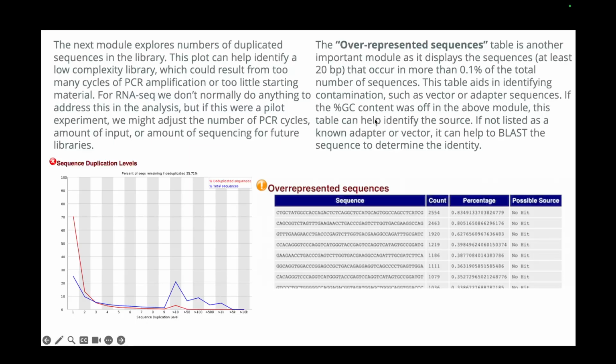Okay, like from what the GC percentage is getting shifted, due to what reason, due to what sequences. If the percent GC was off in the above module, this table can help you identify the source. If not listed as a known adapter or vector, you can just use the sequence and use BLAST to identify from which organism this sequence came from. So you can have an idea how your samples or sequences have been contaminated.